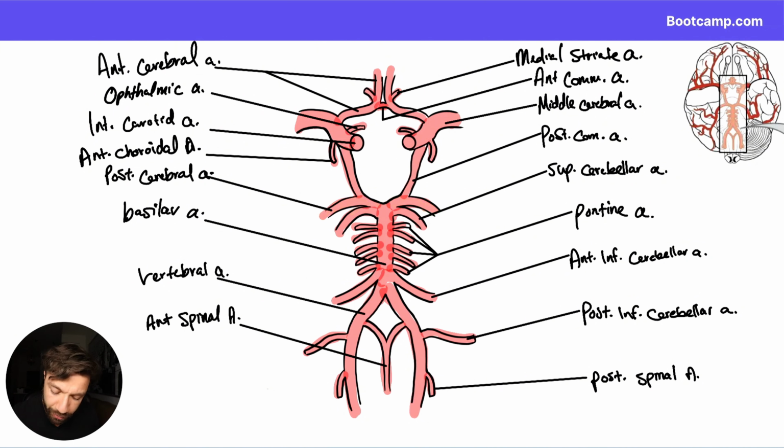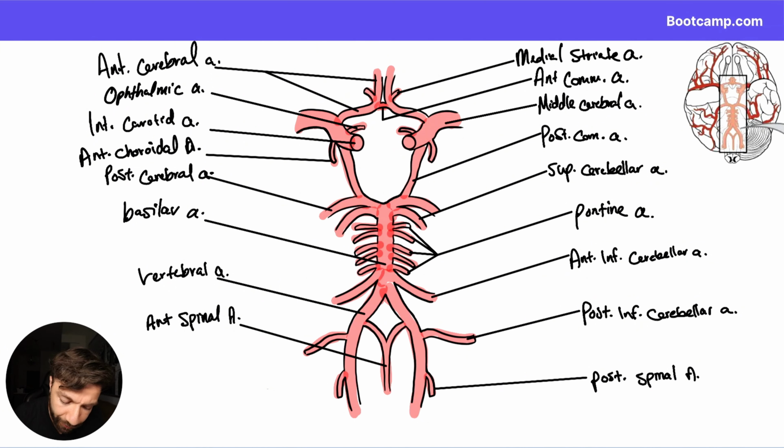Now connecting the posterior cerebral to the middle cerebral, this is where we're going to have that posterior communicating, and here's that middle cerebral on either side, which originates from that internal carotid. Coming off that internal carotid, we also have the anterior cerebral. And then we have all these little branches, which are going to be our anterior choroidal, our ophthalmic, our anterior communicating, connecting the two anterior cerebrals, as well as our medial striate arteries.